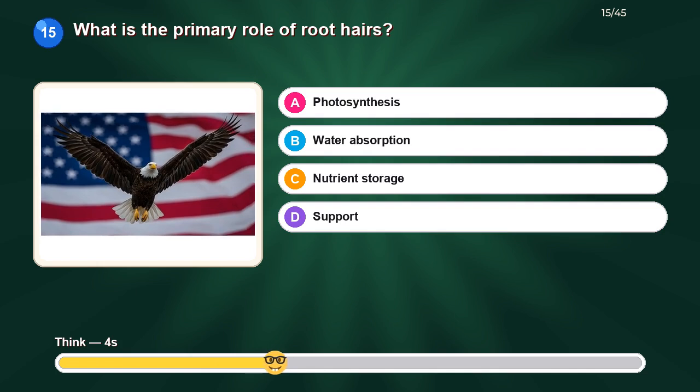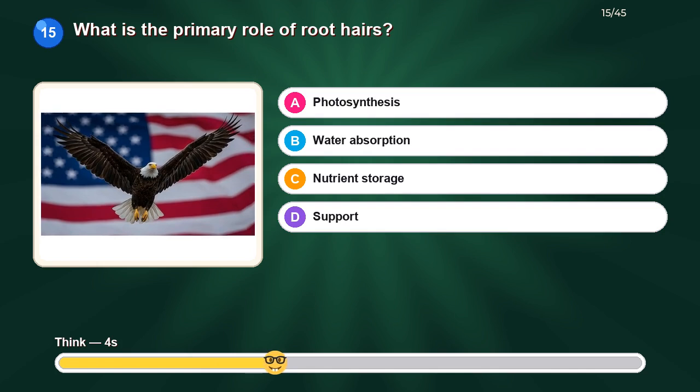Which of the following is not a function of the stem? Option A, transporting nutrients. Option B, photosynthesis. Option C, anchoring the plant. Option D, support for leaves and flowers. The correct answer is anchoring the plant.